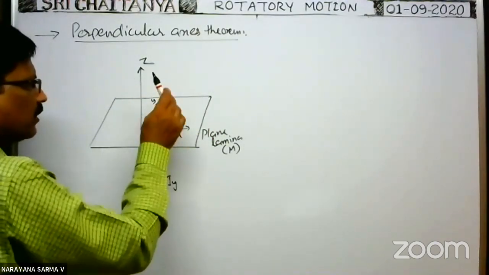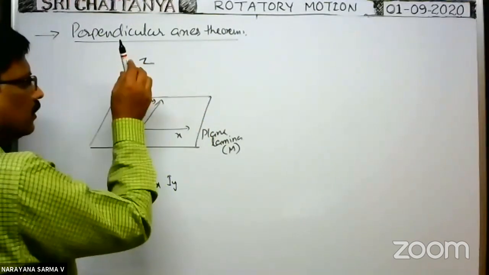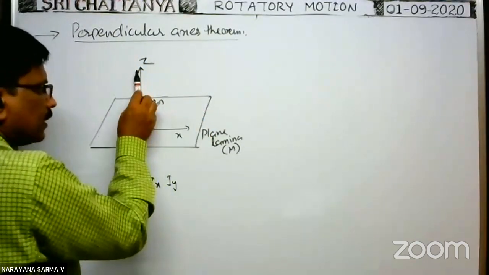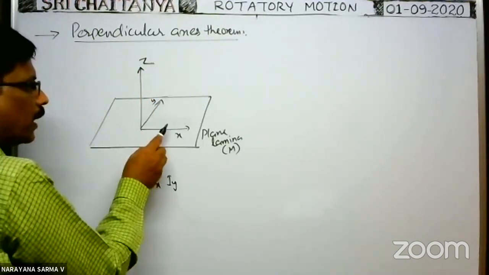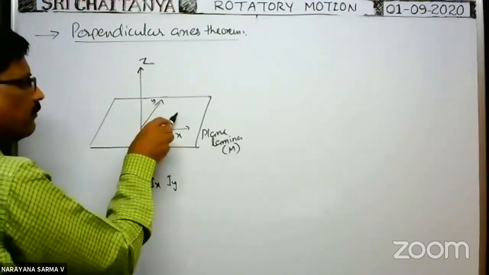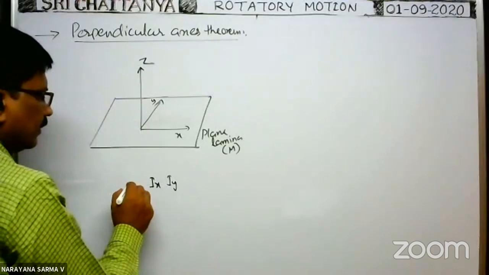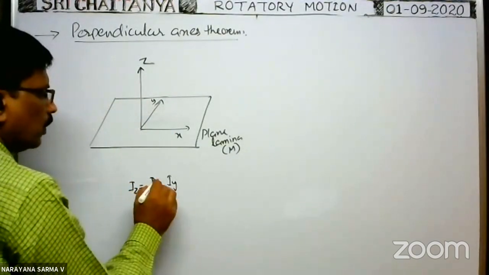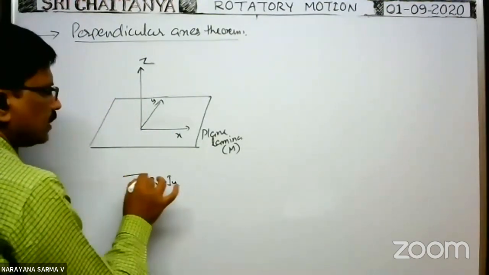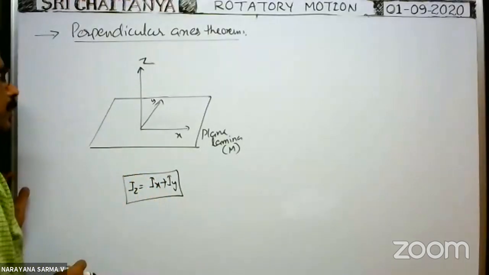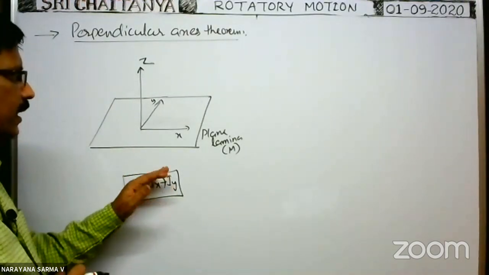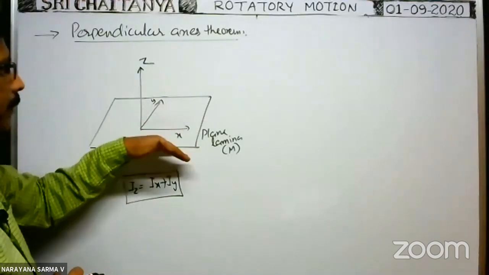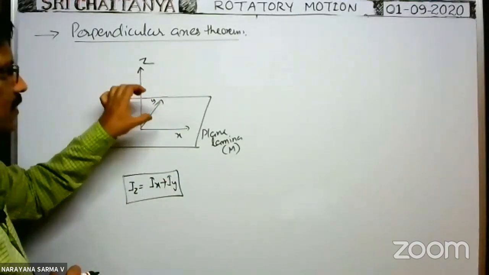Then the moment of inertia of the plane lamina about a perpendicular axis passing through the intersection of the two perpendicular axes lying within the plane of the lamina is Iz. Then Iz is equal to Ix plus Iy. This is the mathematical statement of the perpendicular axis theorem. Here, Ix and Iy are the moments of inertia of the plane lamina about two perpendicular axes lying within the plane of the lamina.